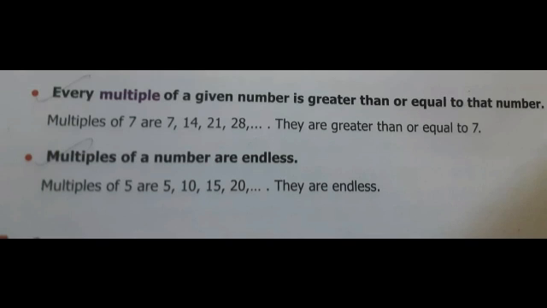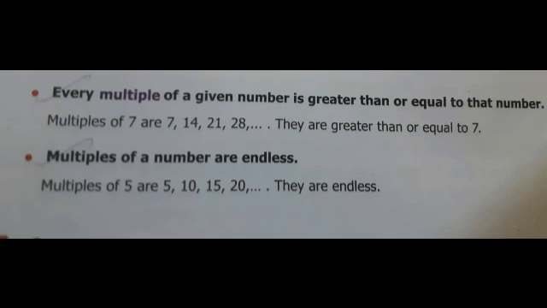The third one is multiples. Every multiple of a given number is greater than or equal to that number. For example, multiples of 7 are 7, 14, 21, 28. A multiple of a number is either the same number, 7, or a greater number, 14, 21, 28, like that. And the last point is that multiples of numbers are endless.